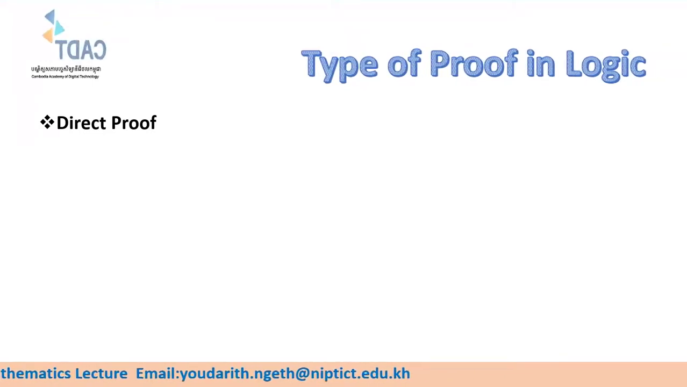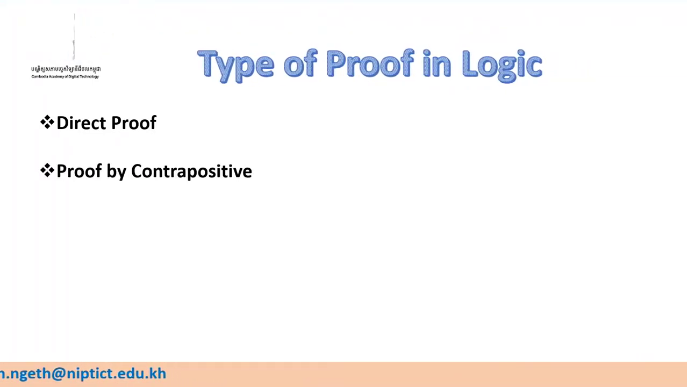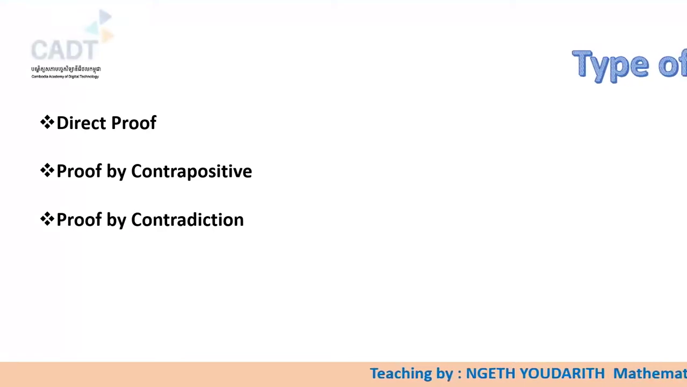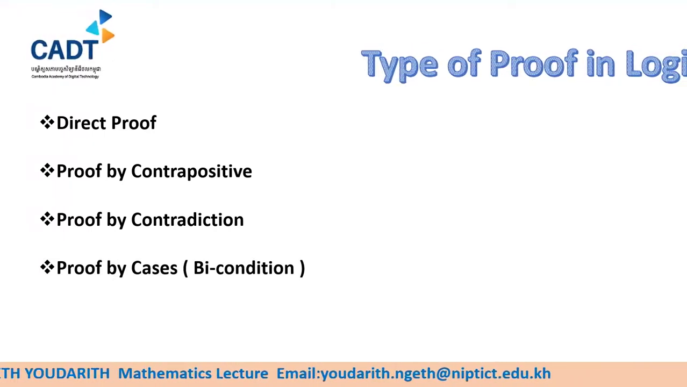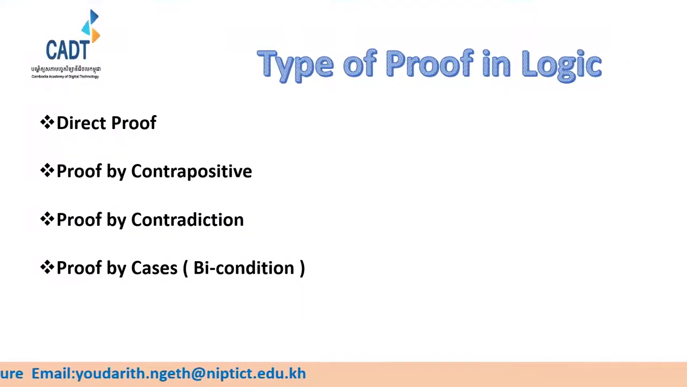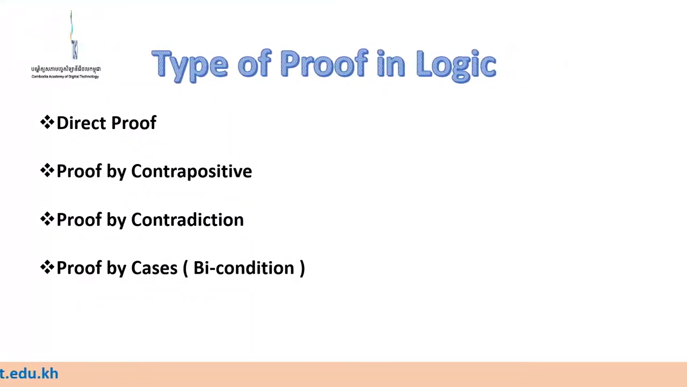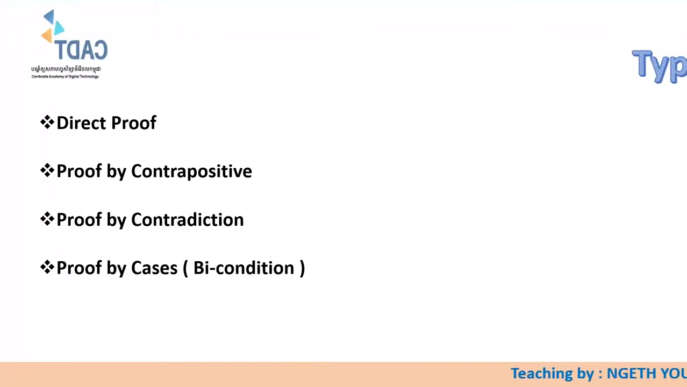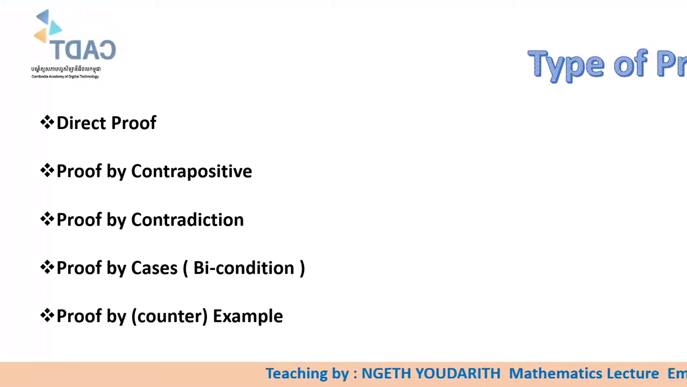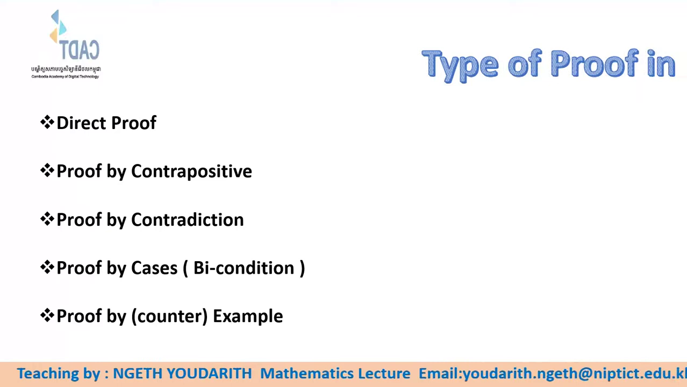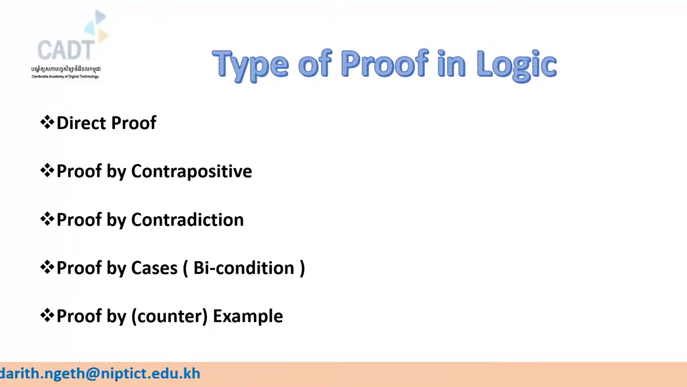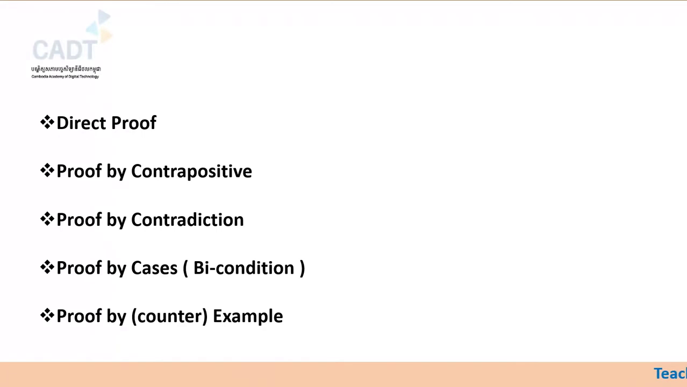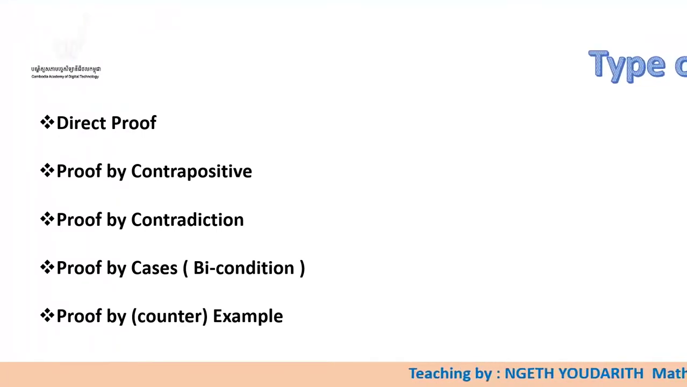The first is direct proof. The second is proof by contrapositive. The third is proof by contradiction. And the fourth is proof by case, or we can call it biconditional proof, or proof by counterexample. Proof by direct means that we take our information to show directly without using any other method.